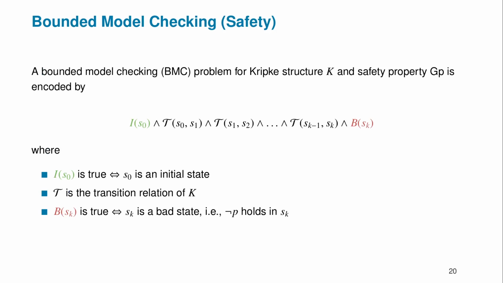And then we had all the components we need in order to encode a bounded model checking problem in propositional logic. We had the encoding of the initial state, we had the parts of the formula that encode the steps, and we finally have the bad state that we want to check if it's reachable.